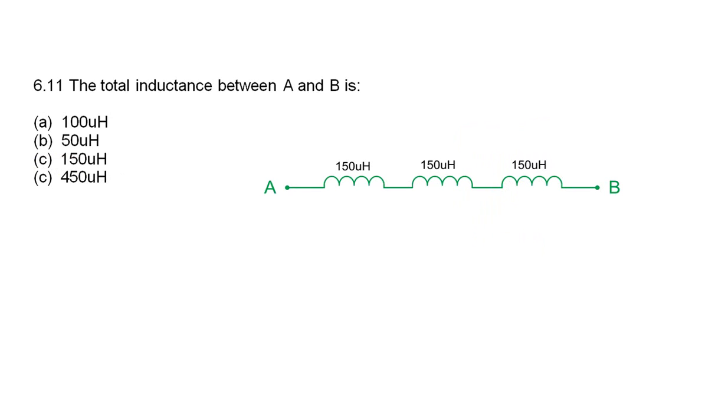Question 6.11. The total inductance between A and B. Well, this is a series circuit, and for a series inductive circuit, the total inductance is given by the equation LT equals L1 plus L2 plus L3. You just add them up the same as resistors in series. So the total inductance of this circuit then is 450 microhenries. So the correct answer is, oops, I've got a C there and I should have a D. Let's fix that up for you. That might not be fixed on the sample question sheet, but I think you know it's supposed to be a D. So inductors in series, same as resistors in series, just add them up to get the total inductance.